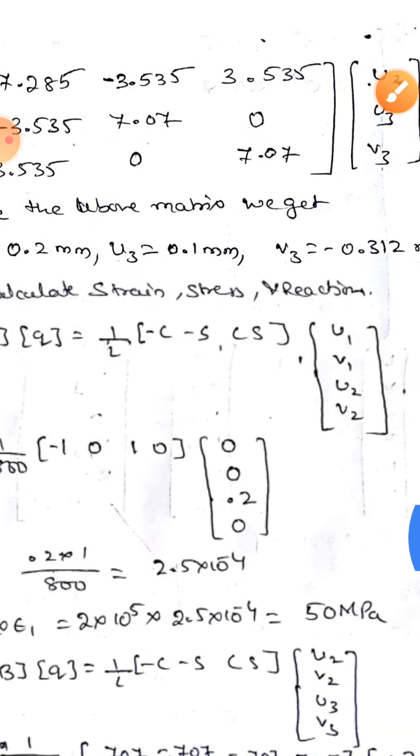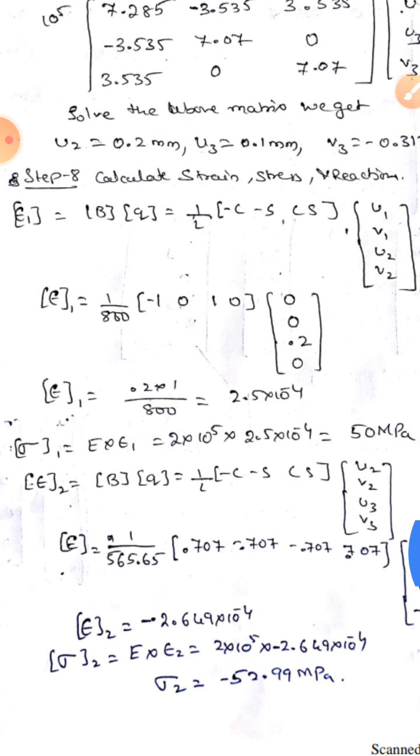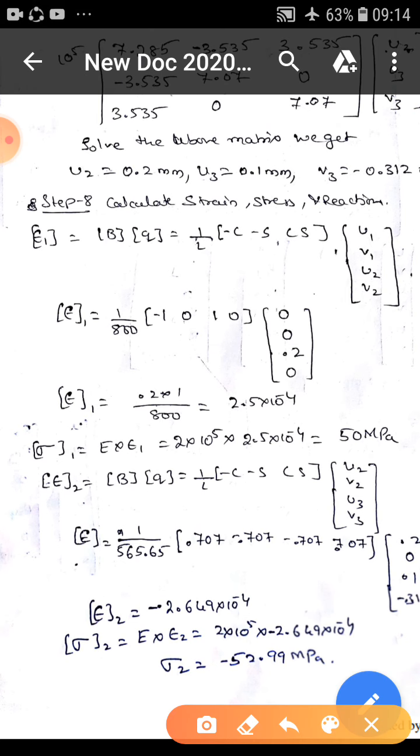B is 1 by L minus C minus S. Here substitute the value of the length of that element, C and S values from the element table. Determine the strain. Strain is 2.5 into 10 raised to minus 4. Stress, if you determine E into strain, comes out to be 50 MPa for this first element, that is the horizontal element which is at the bottom side.